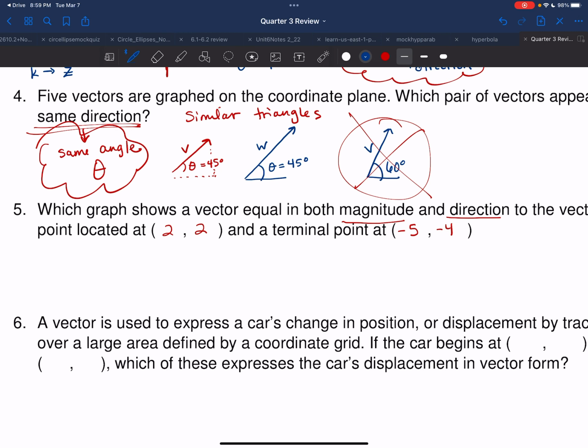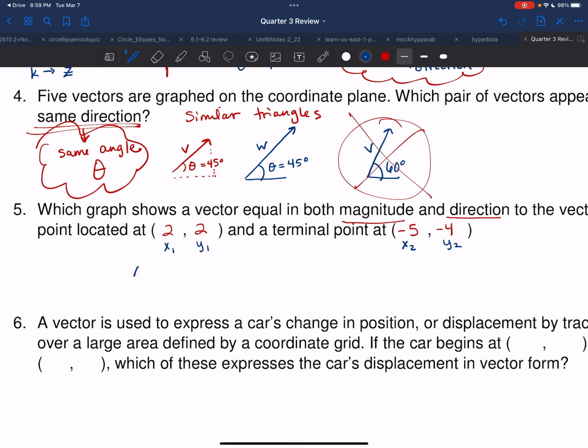All right, let's label these. This is x1, this is y1, this is x2, this is y2. You must label your starting point as the first. You must label your second, your terminal side as the second. You cannot deviate from that.